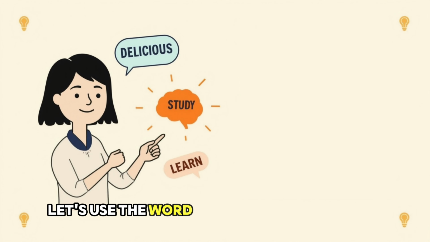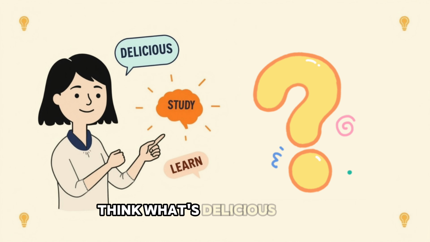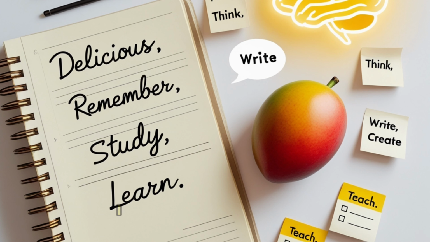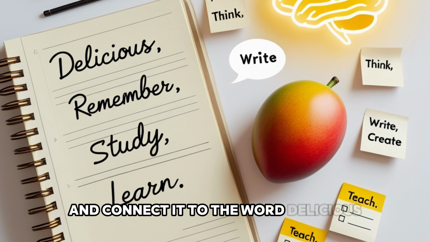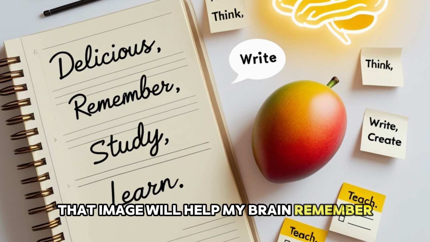Let's use the word delicious as an example. Think, what's delicious to you? For me, it's a sweet, juicy mango. So I find a photo of a mango and connect it to the word delicious. That image will help my brain remember.